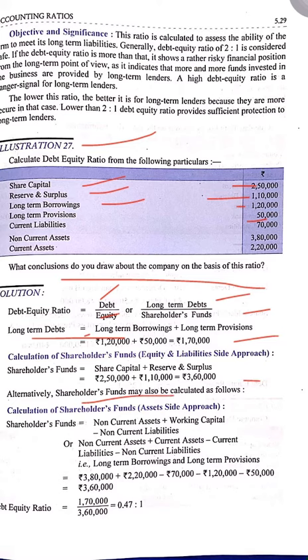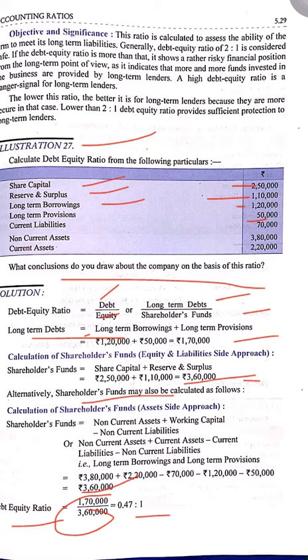Alternately, shareholders' fund can also be calculated as non-current assets plus working capital. We have to learn the formulas. Okay, so it will be 3,60,000. Same, for the debt equity ratio, we will put it in the formula and we will get 0.47 : 1.